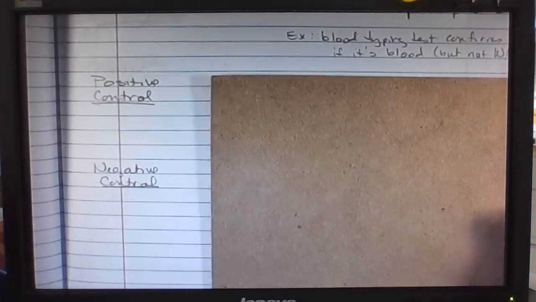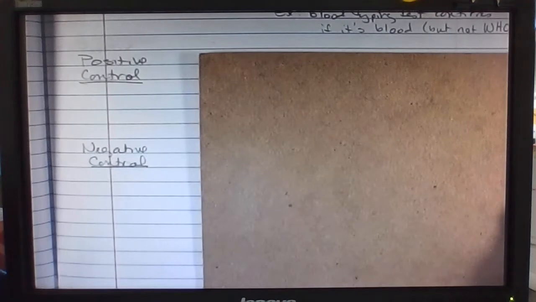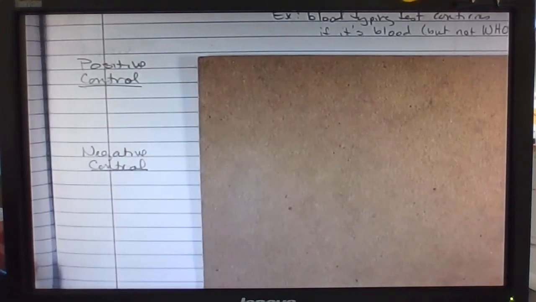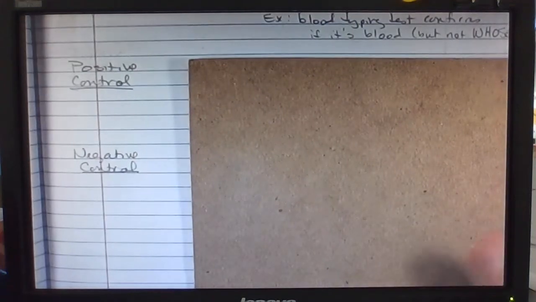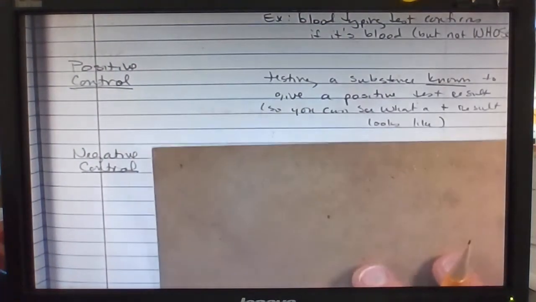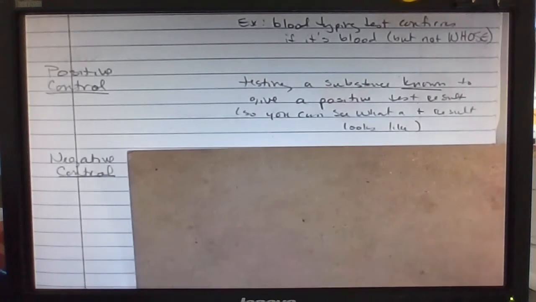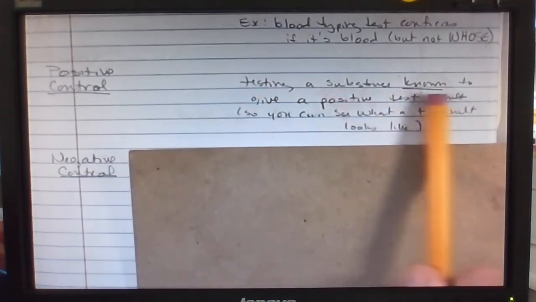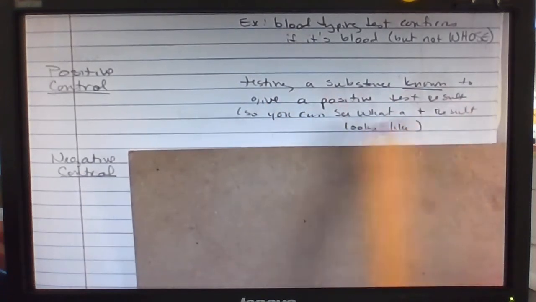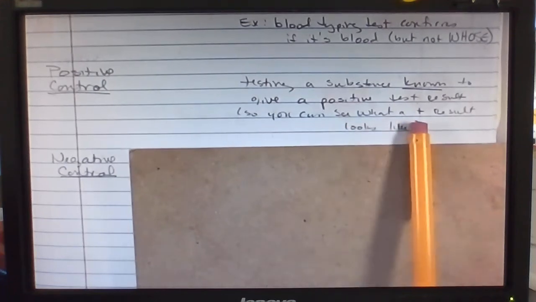In order to set up our Kastle-Meyer, our blood test, to see if this is blood or not, we're going to involve a positive control and a negative control. A positive control is when you are testing a substance that you know for sure is going to give you a positive test result. The reason why we do this is so that you can see what a positive result looks like.